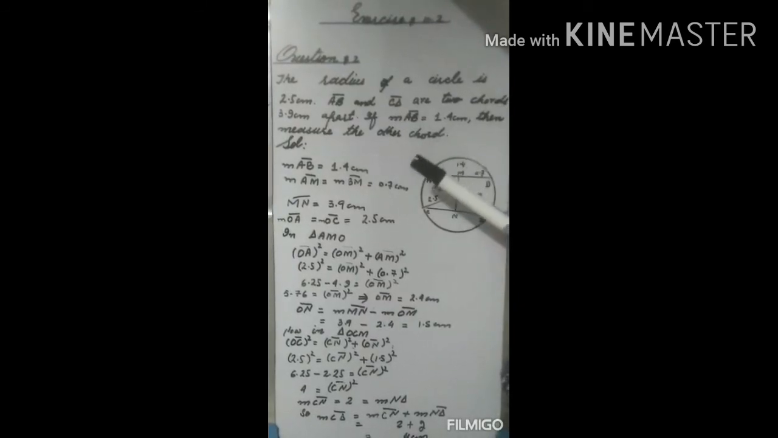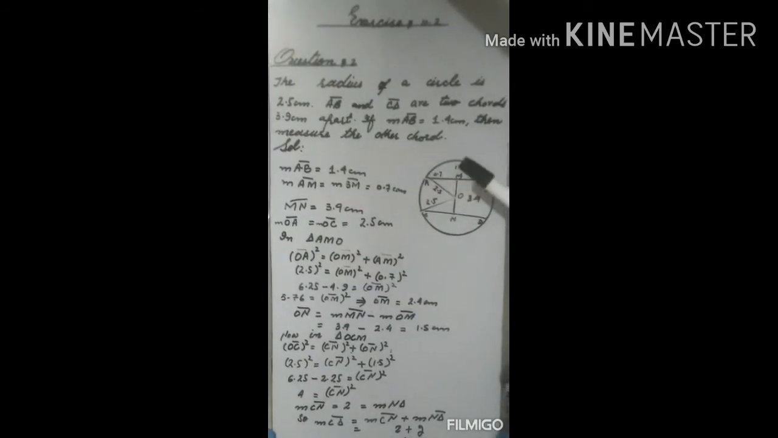Here, if we take the distance from O to the chord, O being the center of the circle, then this will bisect the given chord. So AM will be equal to MB. Those will be 0.7. They also have given that AB and CD are two chords that are 3.9 centimeter apart. The distance between both of these chords is 3.9 centimeter. If AB equals 1.4 centimeter, as I have told you, then we have to find the length of the other chord.